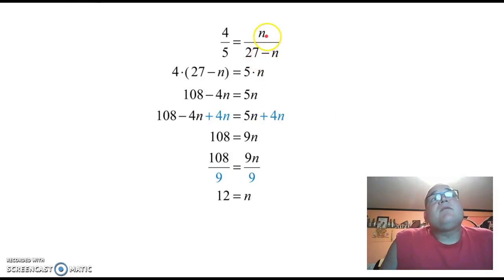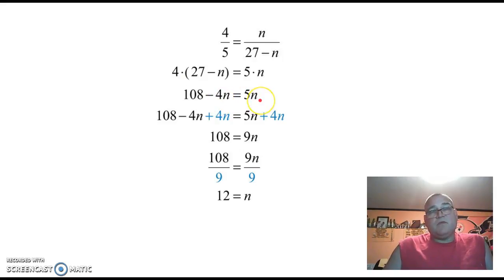Notice in this example, we have variables in 2 spots, but we still do the same process. 4 times 27 minus 9, or n, excuse me, and 5 times n. So we have to distribute: 108 minus 4n equals our 5n. Notice that the right side of this equation here only has n, so we're going to add the 4n to both sides to make it equivalent, leaving us with 108 because these would cancel out. 5n plus 4n is 9n. And then we'll divide both sides by 9, and we find out that n is 12.